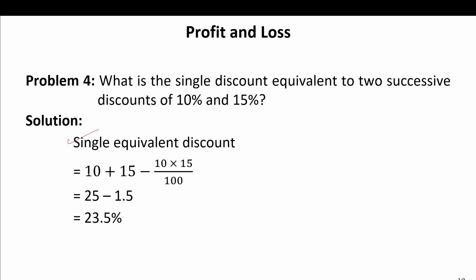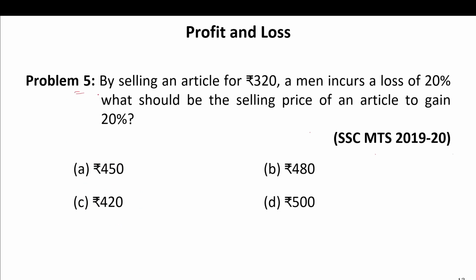So single equivalent discount will be what? Here we have solved it using the formula method. Okay. So this much is equal to 25 minus 1.5 is equal to 23.5. Okay. So let's see problem number 5. So by selling an article for 320 rupees, a man incurs a loss of 20%. Okay. So what should be the selling price of that article to gain 20%? Okay. So article is sold at 320 rupees.